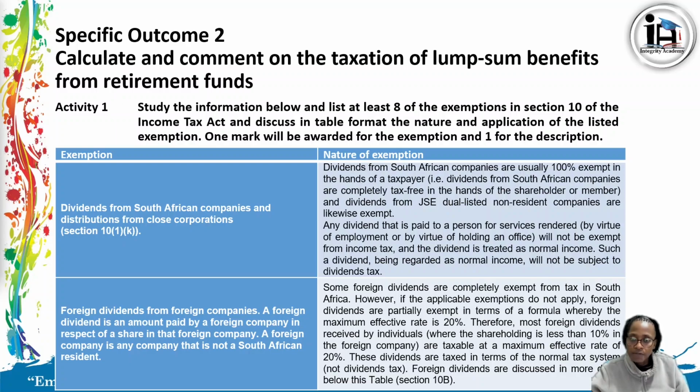Therefore, most foreign dividends received by individuals where the shareholding is less than 10% in the foreign company are taxable at a maximum effective rate of 20%. These dividends are taxed in terms of the normal tax system, not dividends tax. Foreign dividends are discussed in more detail below this table, section 10B.